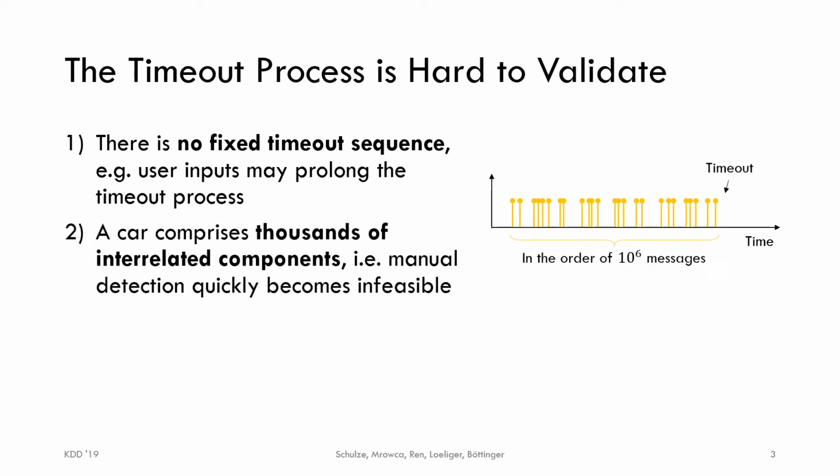Secondly, cars are complicated. There are thousands of interrelated components. When going from active to inactive state, there are around 1 million messages on the communication buses, or even more. So if you want to judge the overall context, it becomes a hard task.